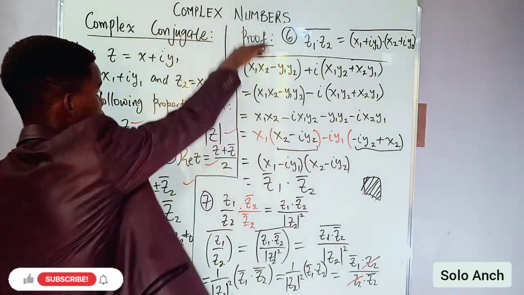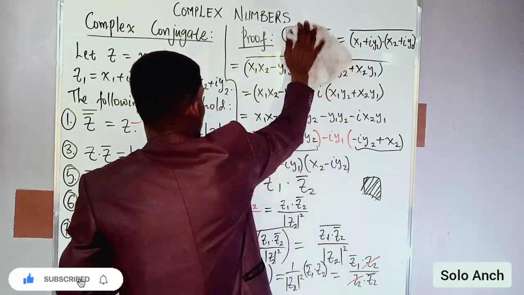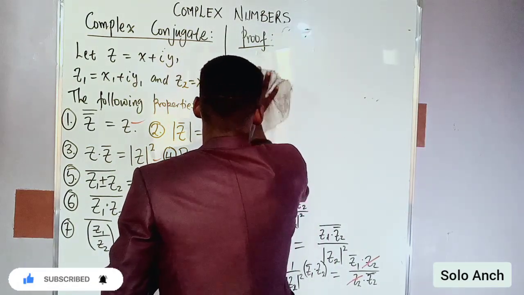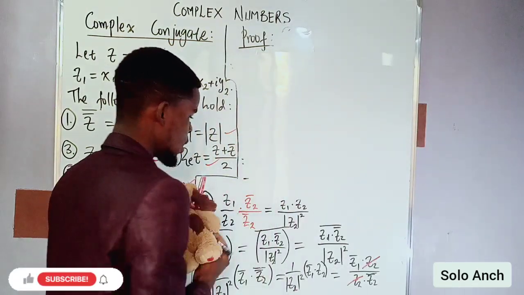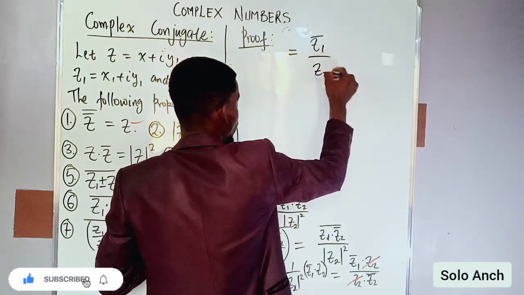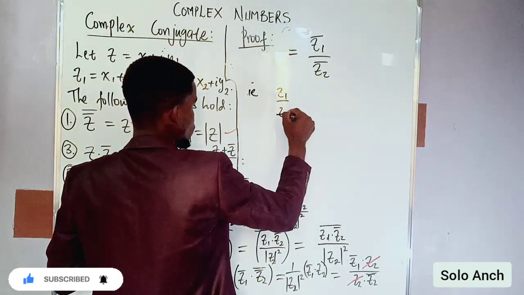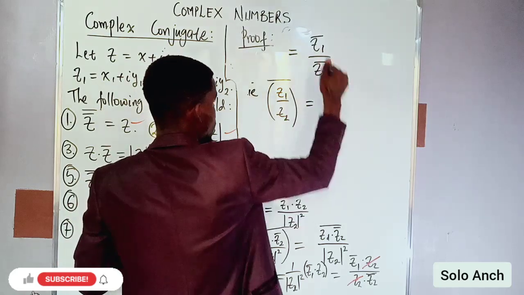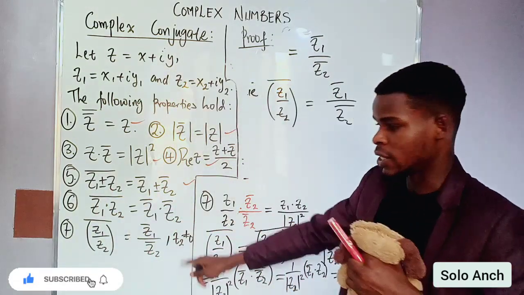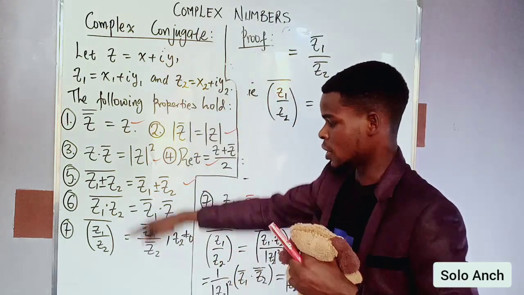So maybe I'll just clean this part and then we are going to finish the proof off. We are already done. So what we get here is z1 with a bar divided by z2 with a bar. That is what we've shown: the conjugate of the ratio z1 divided by z2 is z1 with a bar divided by z2 with a bar. And that's exactly what we wanted to show for number 7, where z2 is not 0. So we are done with that, and in fact, we are done showing that each of these properties is true.